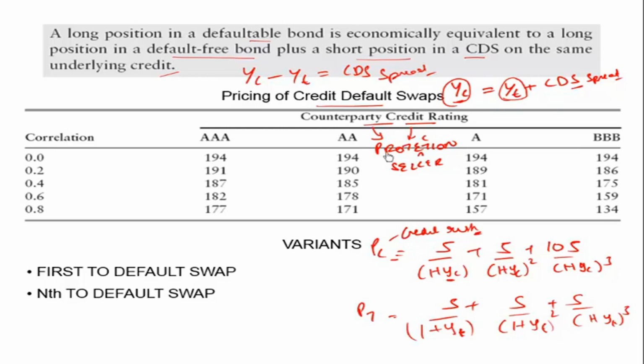That's a risk. So when deciding this credit default swap premium, or the spread that you are going to pay, you have to ensure that the credit rating of the protection seller is good, and the spread will increase if the credit rating is high and depends on the correlation between the protection seller and the reference asset.